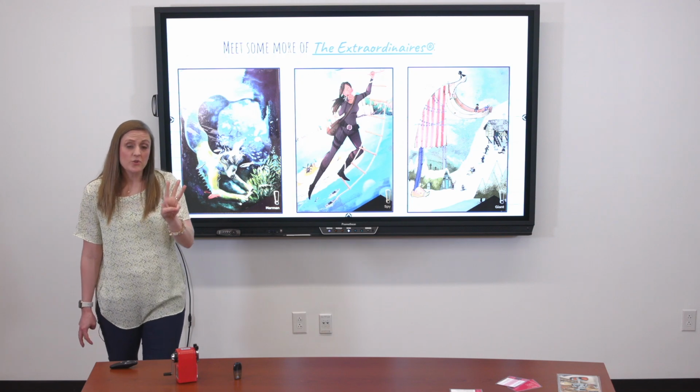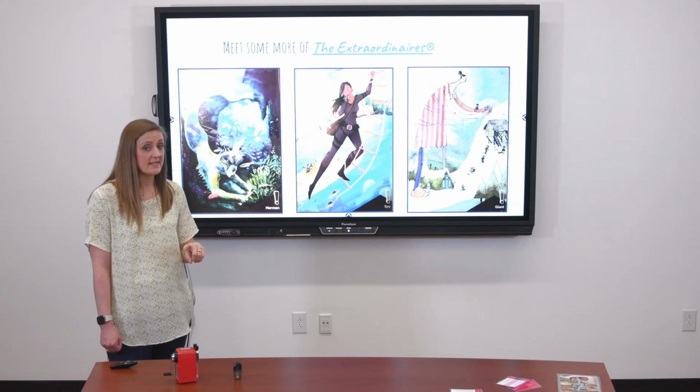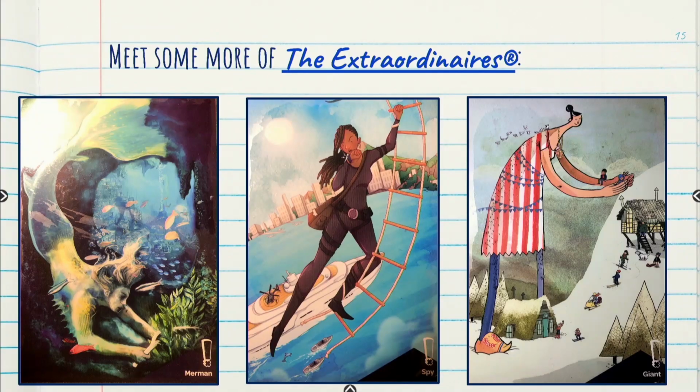So here we're going to introduce 3 new extraordinaires. This is going to be who you get to pick. This is your choice now. We've met our giant, and now we have a spy. And then we briefly have seen our merman. We can see some of his kingdom in the background. He's got things that he's looking for and lots of fish.